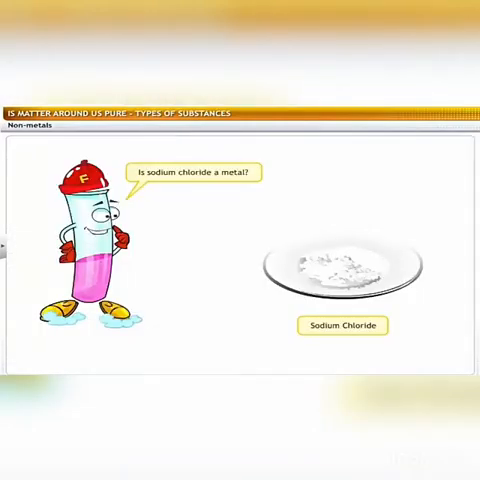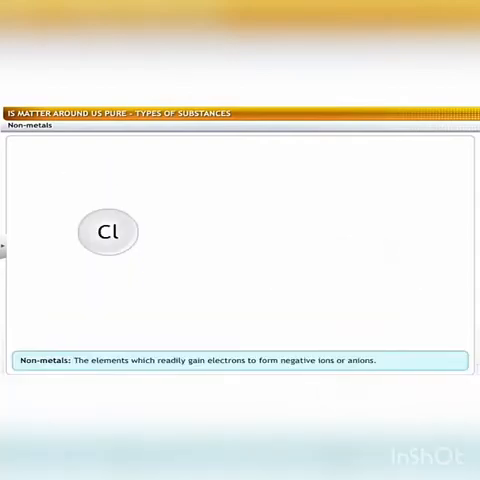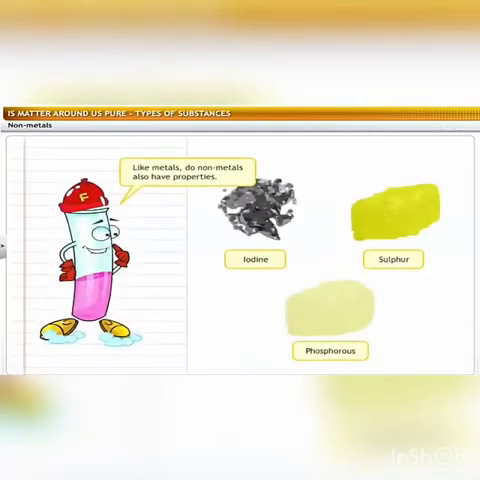Is sodium chloride a metal? No, it's not. Let me tell you about nonmetals. They are the elements which readily gain electrons to form negative ions or anions. For example, chlorine accepts electrons from a metal like sodium and forms a negatively charged chloride anion. Like metals, do nonmetals also have properties?